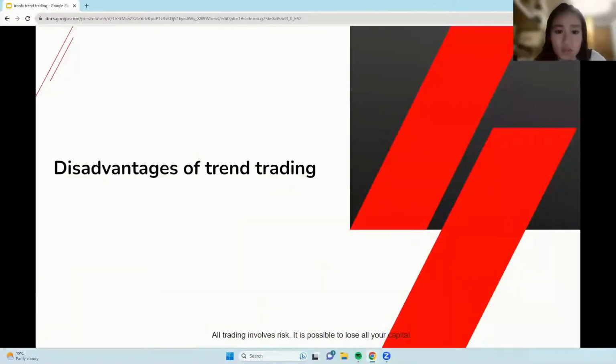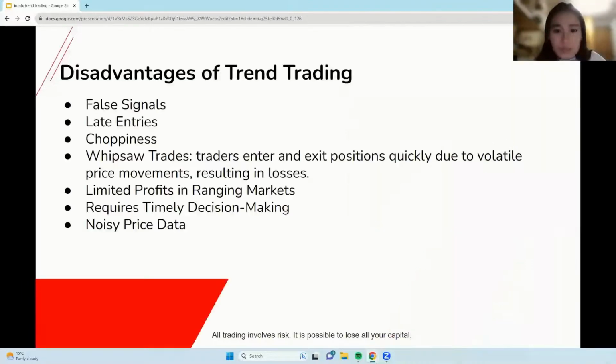So next, let's go through a couple of disadvantages of trend trading and how exactly you can overcome these disadvantages. So firstly, we have false signals. Trend trading can generate false signals as well, especially during periods of market consolidation or trend reversals. So if you act on these incorrect trend assumptions, then it can definitely lead to losses.